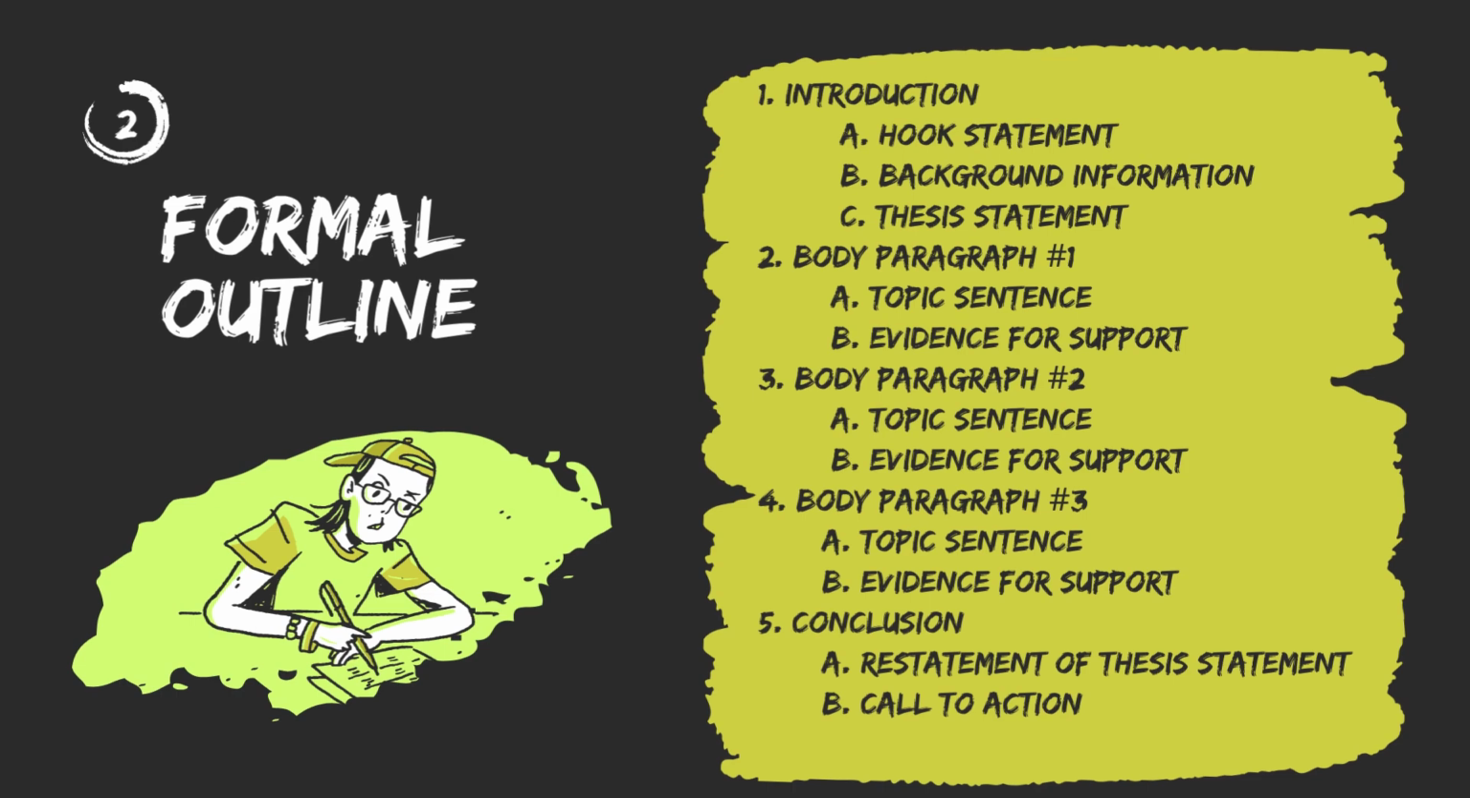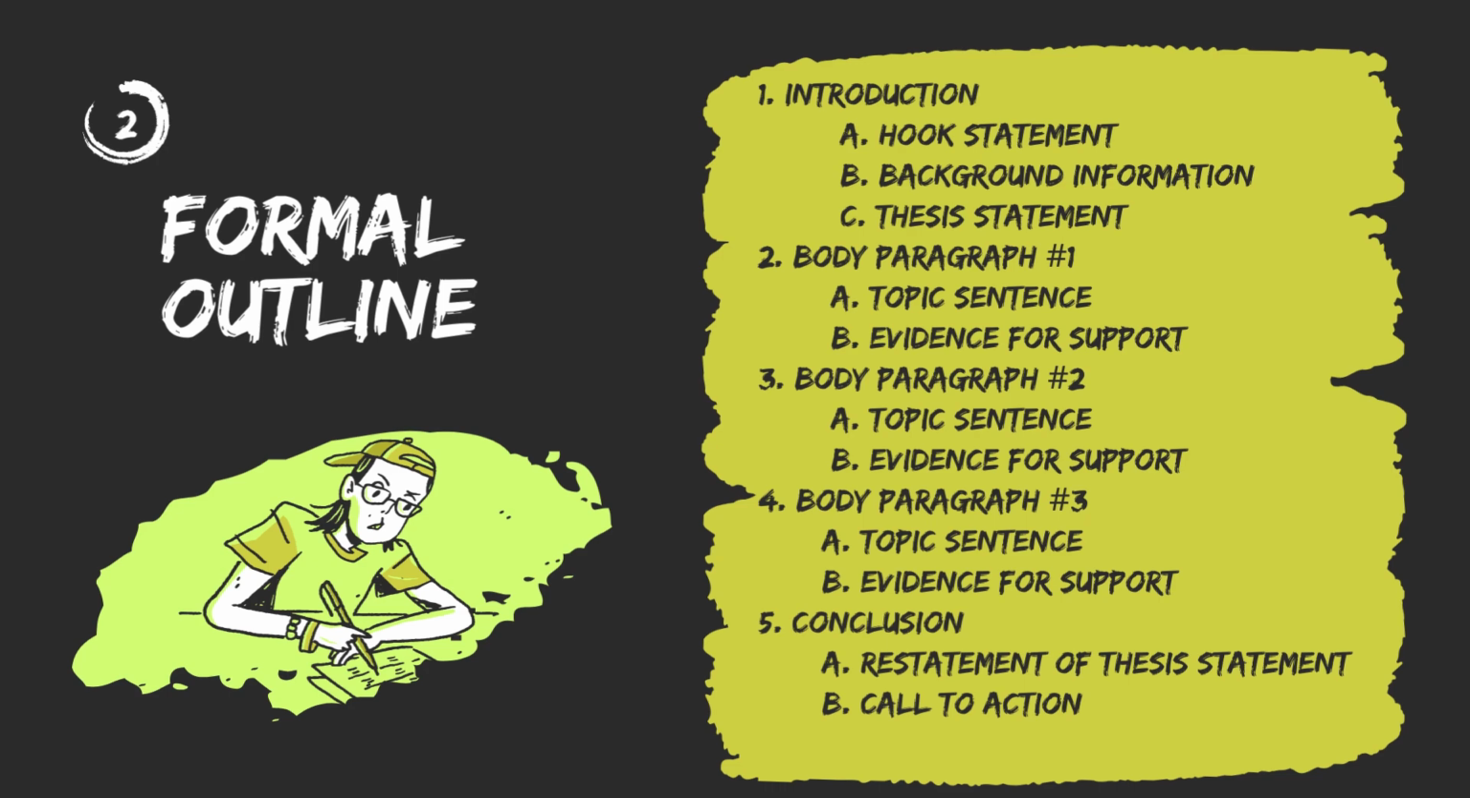This is an example of a very skeleton form of a formal outline, where you have one is your introduction, and then A, B, and C underneath of that say what I'm going to cover. 2 is body paragraph number 1, and then A, B, and C under that showing exactly what I'm going to do. When you are writing a formal outline, you need to have number 1, introduction, and then A, hook statement. You need to write what your hook statement is going to be. For B, for background information, you need to write a couple sentences about what that background information is going to be.